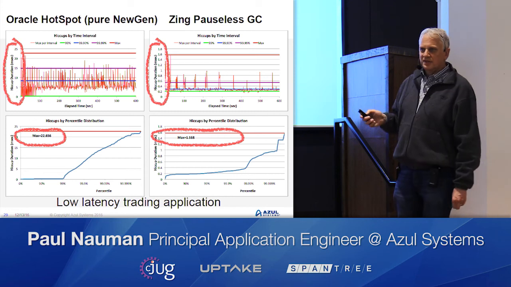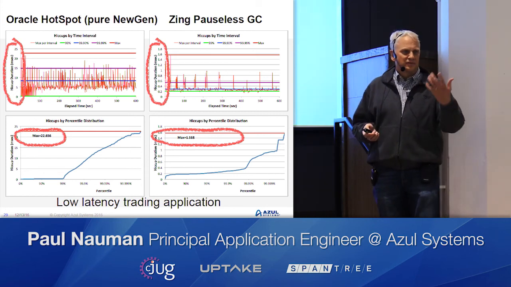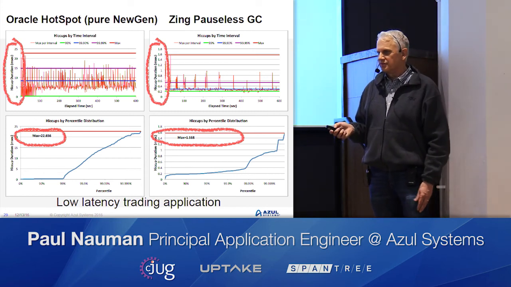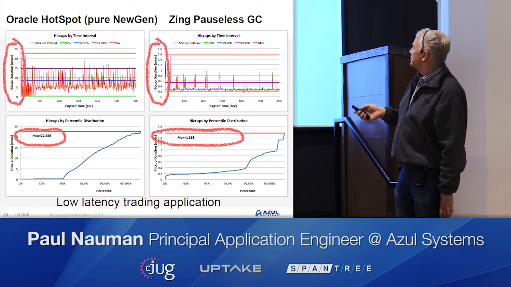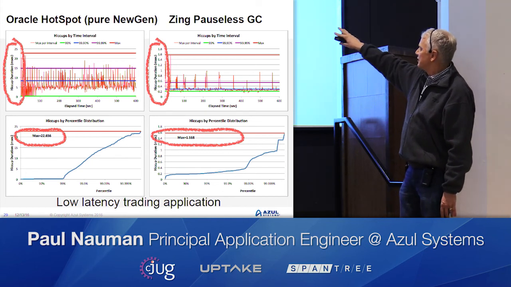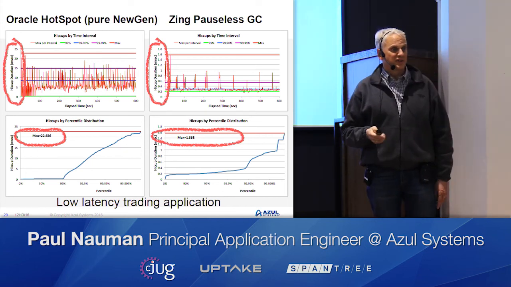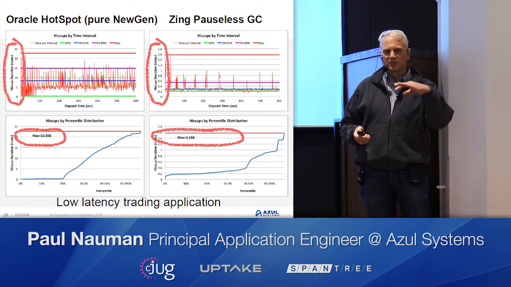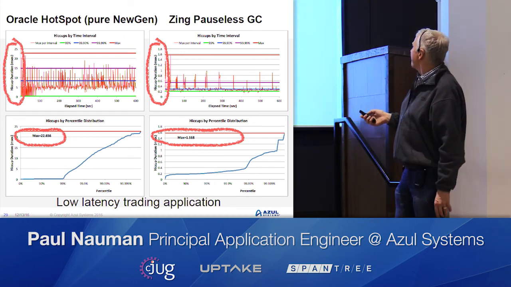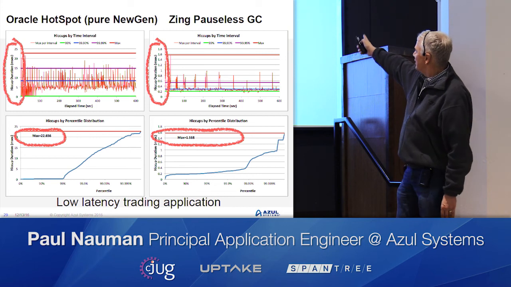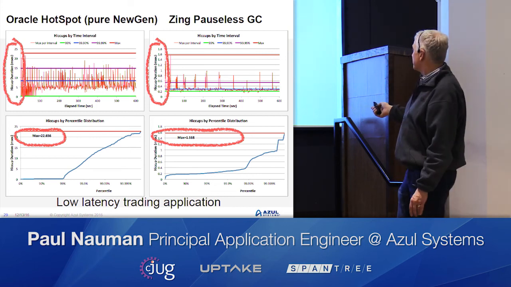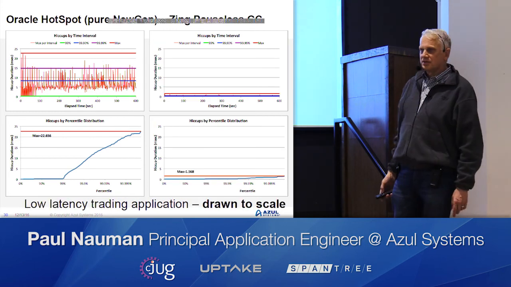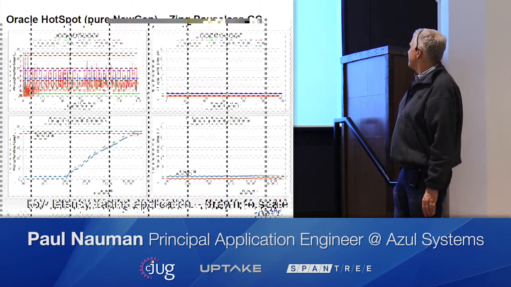Here's another one, a low latency trading application. That's one of our primary market areas, financial services. So we see HotSpot over here, 15 milliseconds. In a trading application that is an eternity. Most trades are made within a millisecond. Over on the right are the Zing responses, and our worst case is a millisecond and a half.